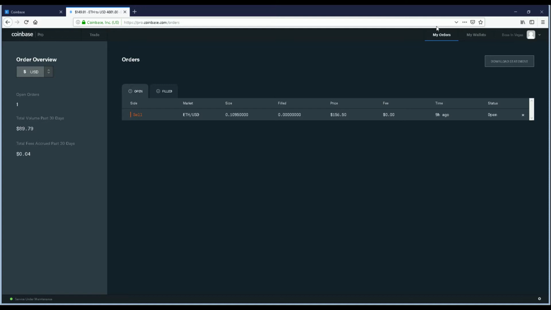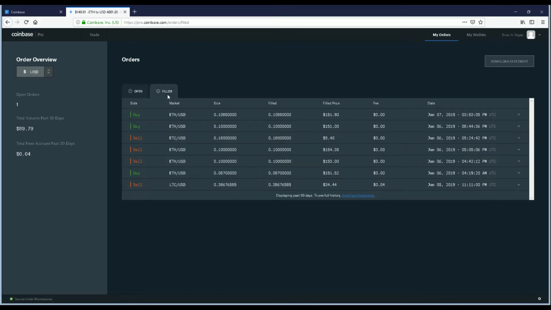This is an order, for example, that I put in 9 hours ago, and I'm going to show you guys how to do this as well. This was what they call, I guess, a limit sale order. You can see here orders that were filled. These were orders that were completed. Orders are essentially your trades.